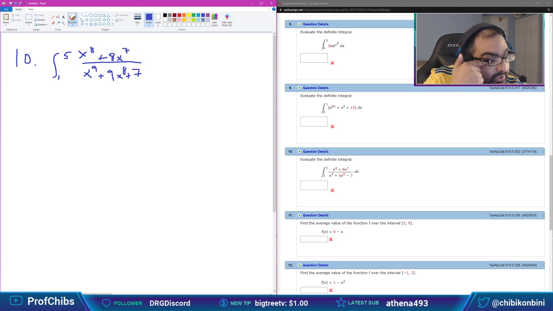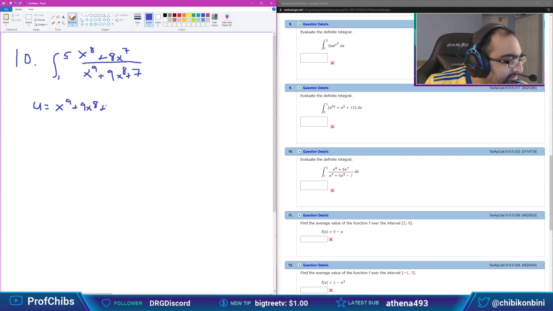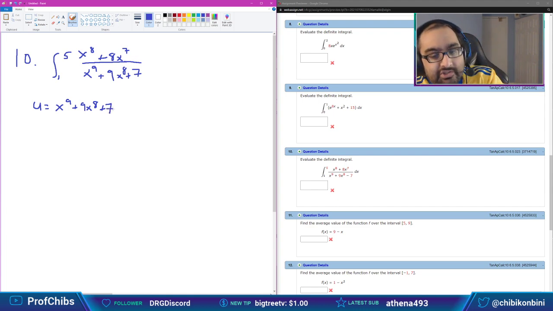So again, I need to use substitution for this. What am I going to define u as here? I'm going to define u as the higher degree polynomial, which is, again, x to the 9th plus 9x to the 8th plus 7. Now at this stage, in this example, you can go ahead and change your limits of integration if you would like.